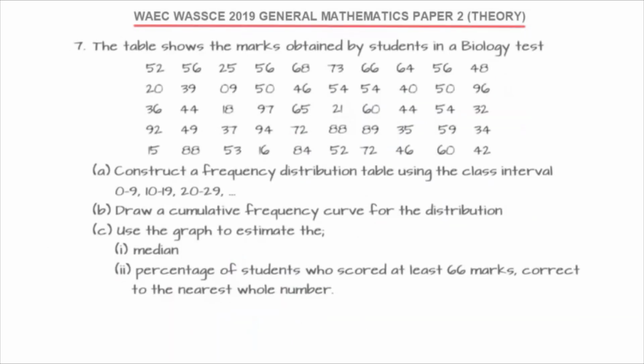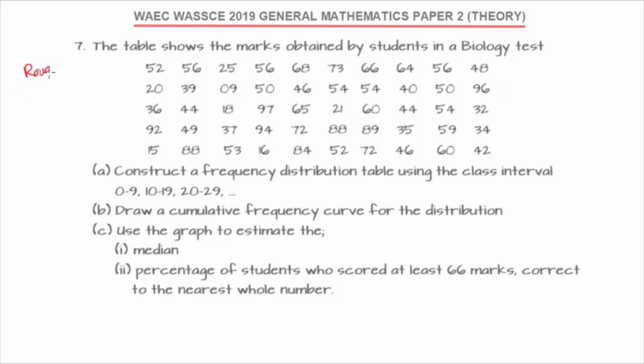Yes, this is a question on grouped data. Okay, and we are told that the table shows the marks obtained by students in a biology test. Now we are to construct the frequency distribution table using the class interval 0 to 9, 10 to 19, 20 to 29. If you continue, we are going to get 30 to 39, 40 to 49, and so on. So let's go ahead with our first question there. We want to get a frequency distribution table.